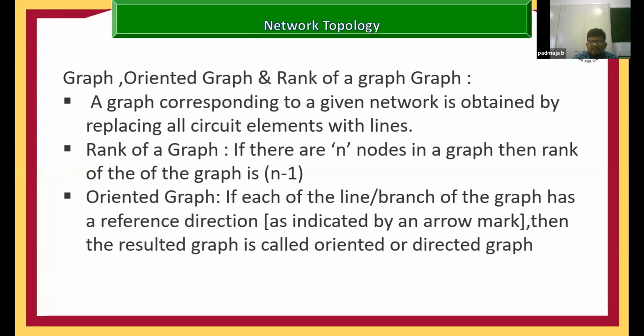Understood? Without a direction, it is simply known as a graph. When the circuit elements are simply replaced with straight lines, that is known as a graph. After that, we have to assign arrow marks to represent the actuating quantity, whether voltage or current, that flows in that element. After assigning the arrow mark to each straight line, that graph is known as an oriented graph. Understood?